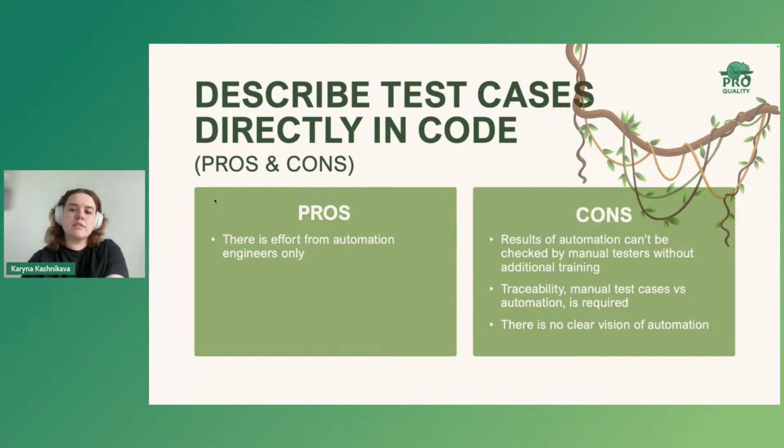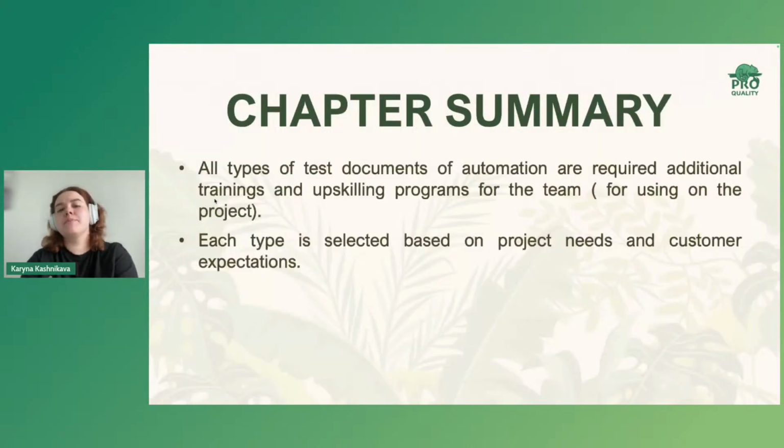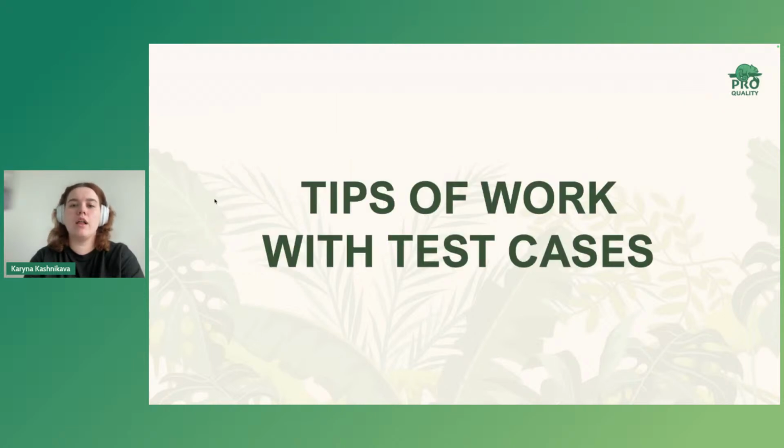So let's summarize the chapter. All types of test documentation for automation require additional training and upskilling programs for the team for using them on the project. Also, each type is selected based on project needs and customer expectations. And we continue with our last topic for today.